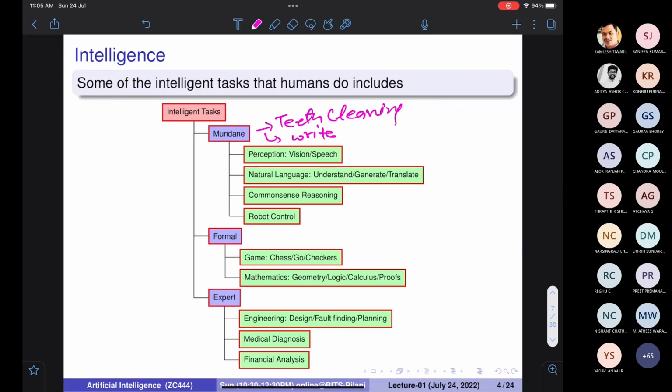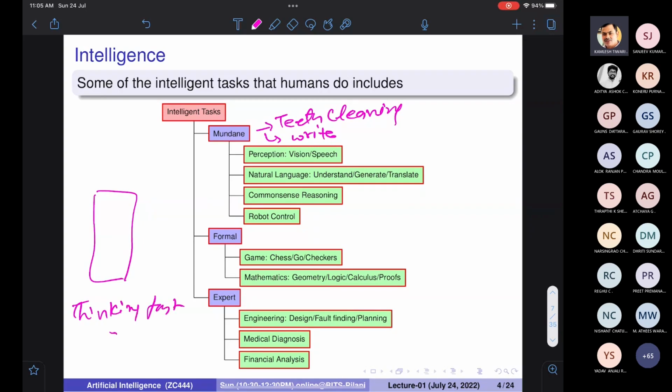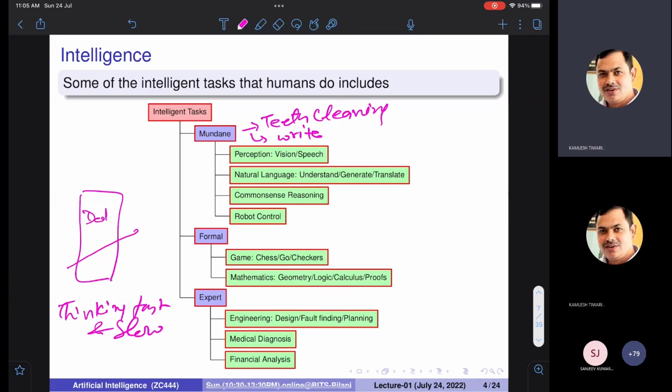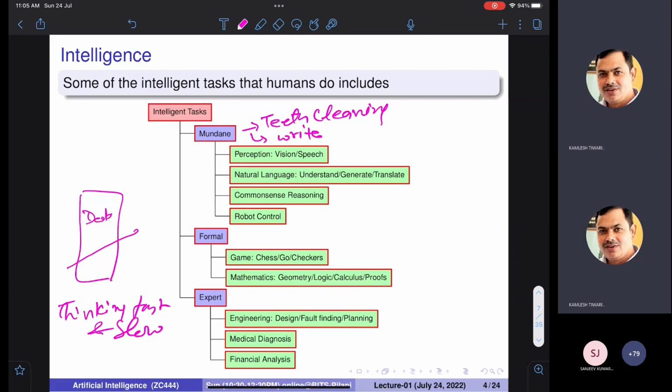Why? Because it requires intelligence. And you know that there is a very important book called Thinking, Fast and Slow. It says that our brain has two parts. One is the deeper part and another is a shallow part. The frontal part and the deeper part.